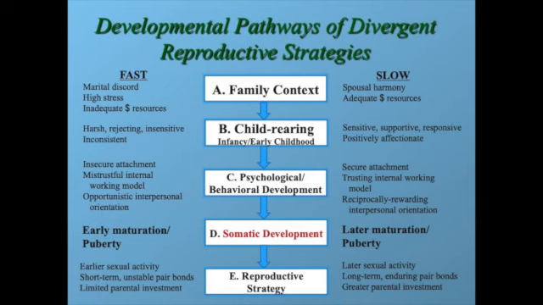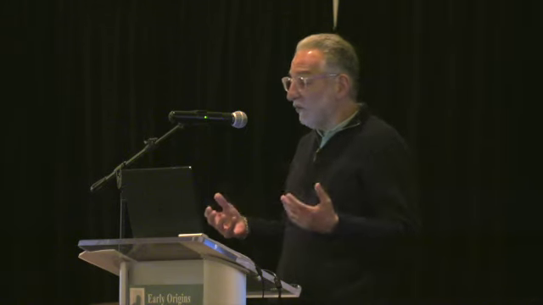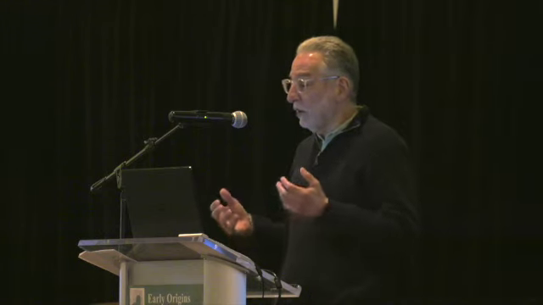So on the one hand, we have the expectation in the slow developmental strategy, not that most developmentalists think about it as slow, that under conditions of resourcefulness, spousal harmony, adequate economic resources, parents tend to be sensitive, supportive, responsive, and positively affectionate. And this promotes a secure attachment, a trusting internal working model in Bowlby's sense, and a reciprocally rewarding, mutually beneficial orientation to relations with others.